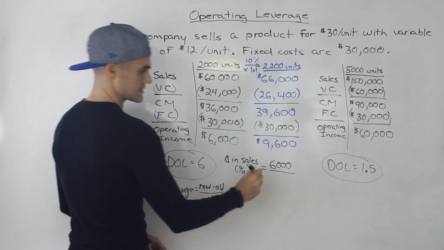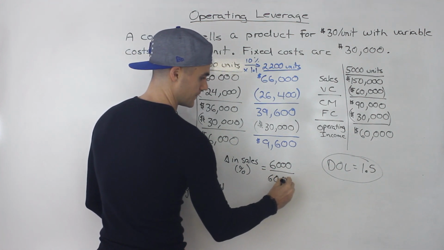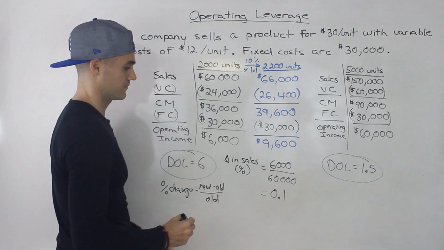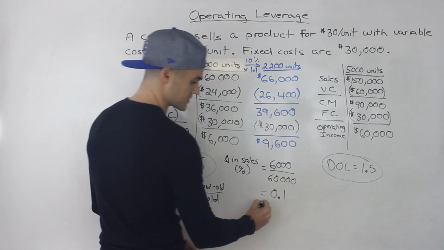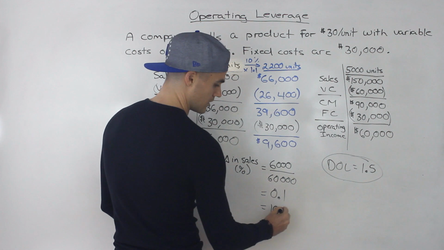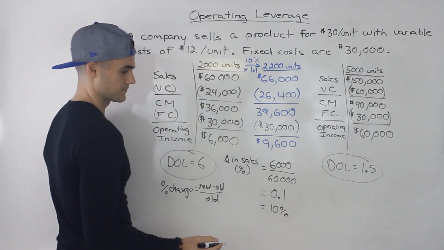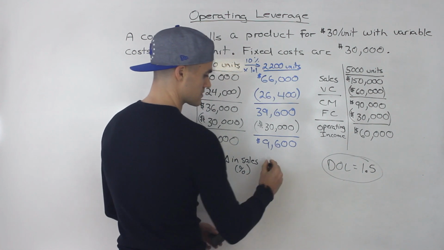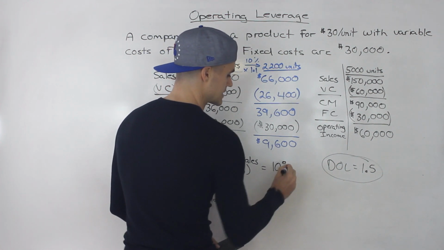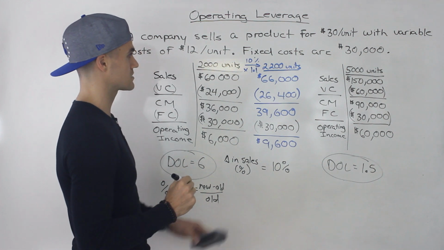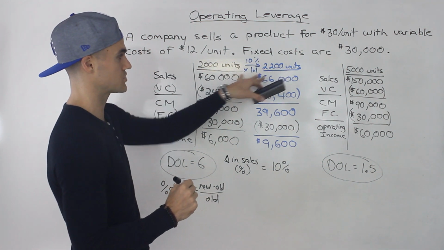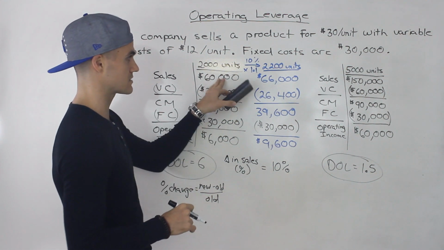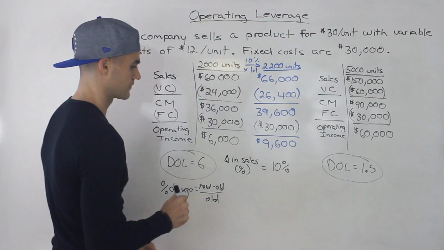And then the old amount is the 60,000. And so when we do that, we end up getting 0.1. And that's in decimals. If we want to convert it to percentages, multiply that by 100, we get 10%. So notice that the change in sales was 10%. And that makes sense, right? If the production level went up by 10%, sales is directly correlated to that. So the sales is going to go up by 10% as well.